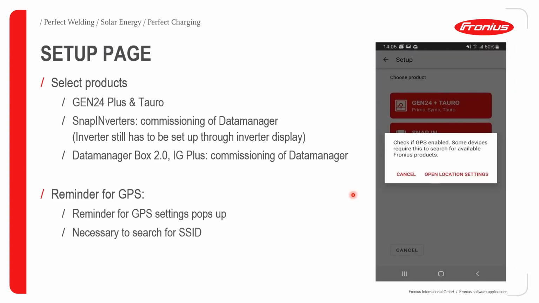So just a reminder for you, whenever you are using this app for commissioning, you do require to have the GPS option activated in your phone. And this is necessary for searching the Wi-Fi or the SSID of the Fronius inverter whenever you want to connect to your inverter. So when you are giving permissions for the Fronius.Start app, this is one of the permissions that is going to be required to access GPS settings.